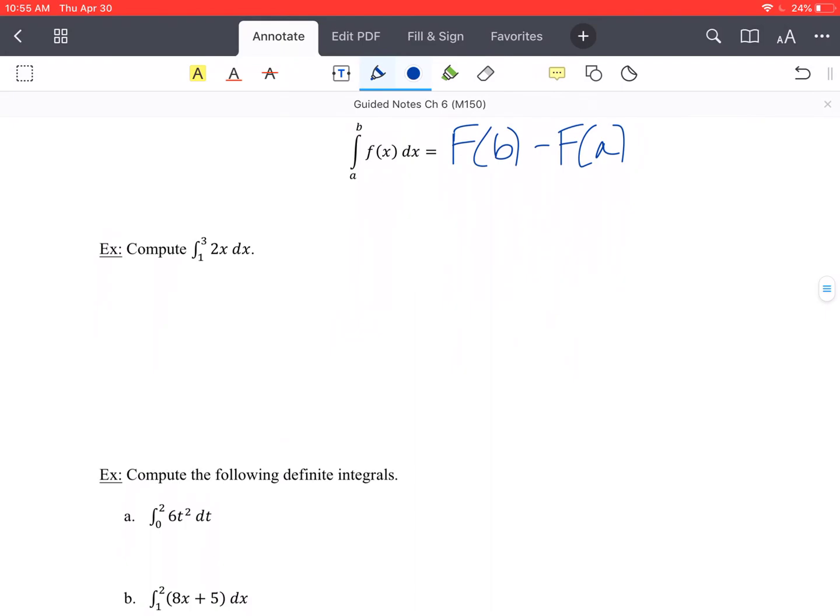So compute the integral from 1 to 3 of 2x dx. So to start off, we do need to know the antiderivative. The antiderivative of little f equals 2x, that's big F of x. Antiderivative of 2x is x squared.